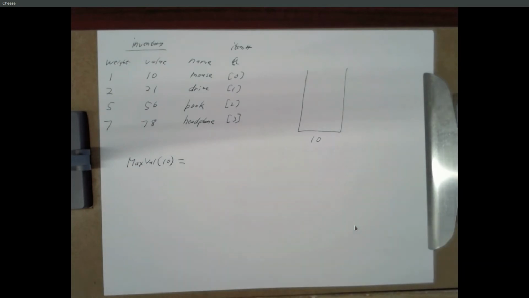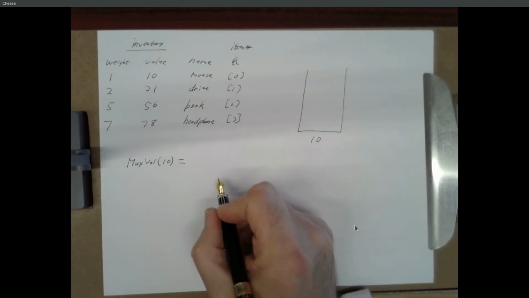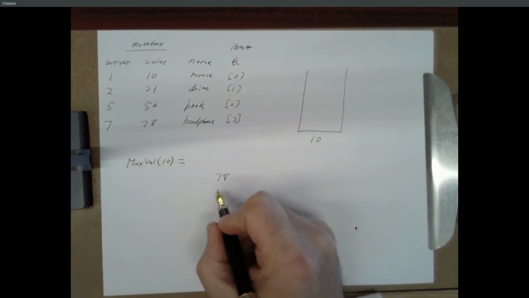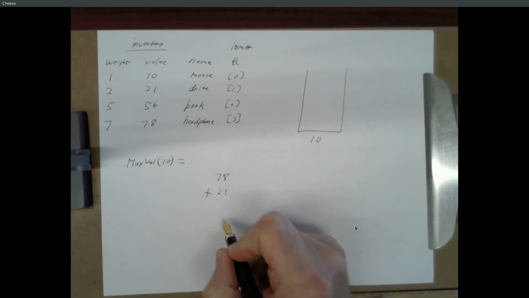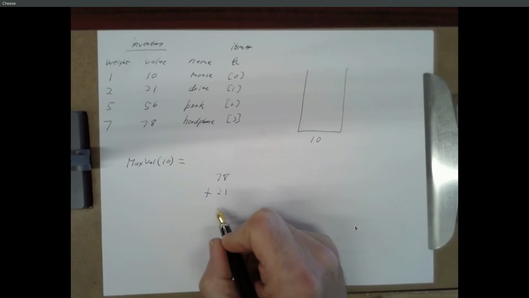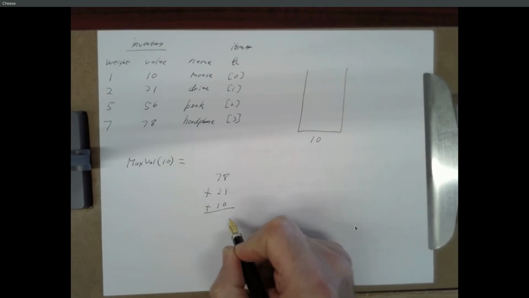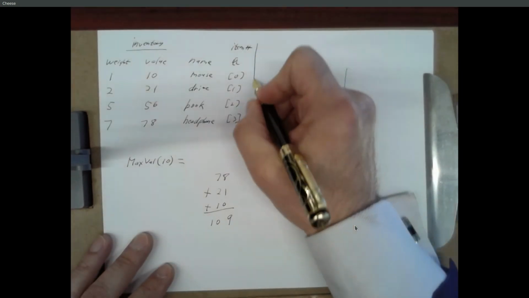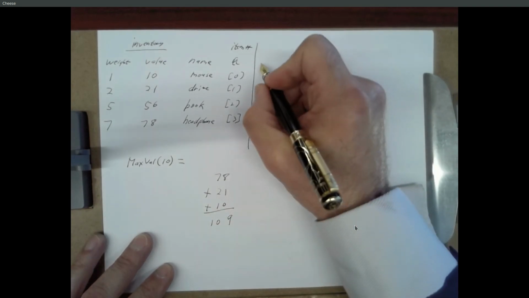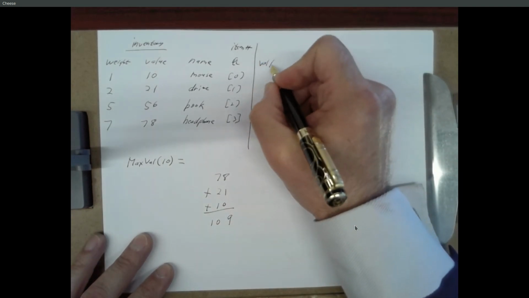Okay, so let's try most expensive first. That would be 78, which is 7 pounds, and then throw in the hard drive, which is 2 pounds, and then throw in the mouse, which is 1 pound. So that's $109. So your idea is to find value over weight.